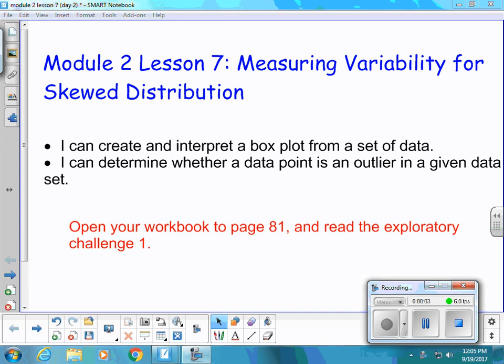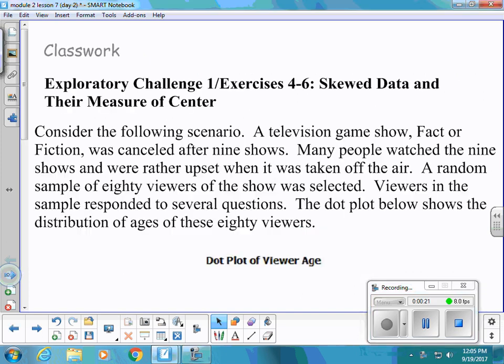Okay, Module 2, Lesson 7, Day 2, Measuring Variability for Skewed Distribution. Open your workbook to page 81 and read the Exploratory Challenge 1. Exploratory Challenge 1.